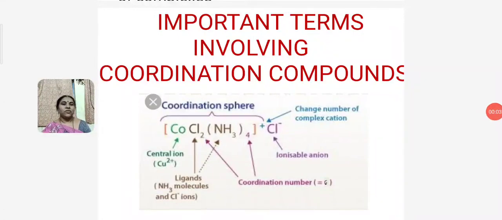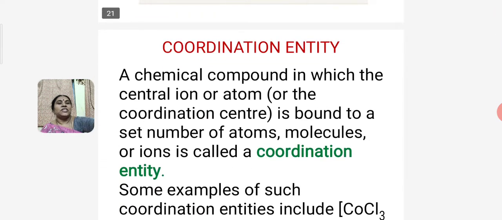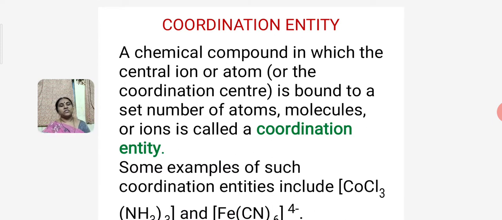To get a better understanding of coordination complexes, it is necessary to get acquainted with certain terms which are commonly used in coordination compounds. Some of the important terms that you should be knowing are labeled in this following complex. You can see here coordination sphere, central ion, ligands, coordination number, ionizable anion or counter ion, oxidation number, etc. These are some of the commonly used terms which we encounter in coordination compounds.